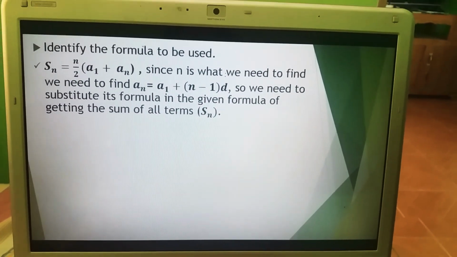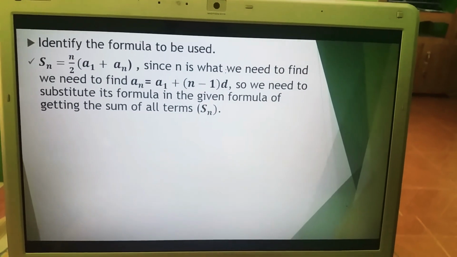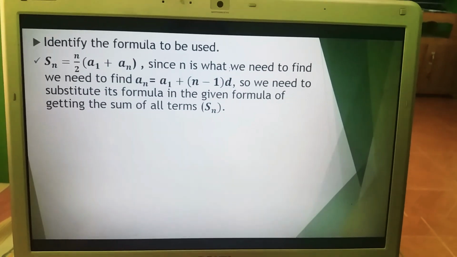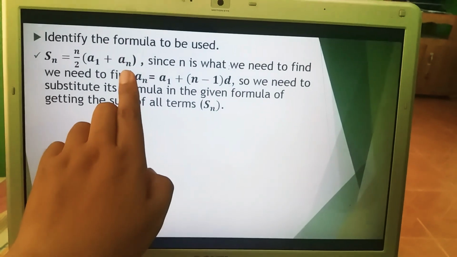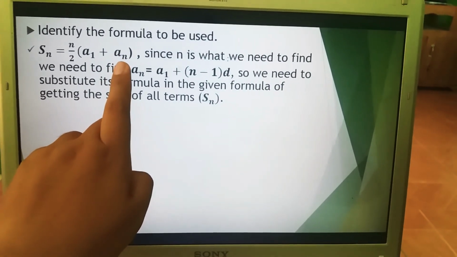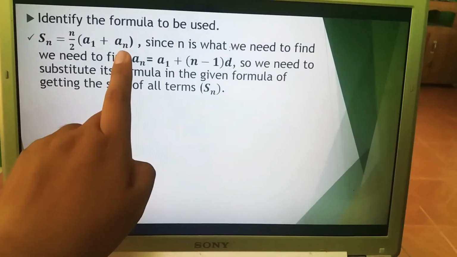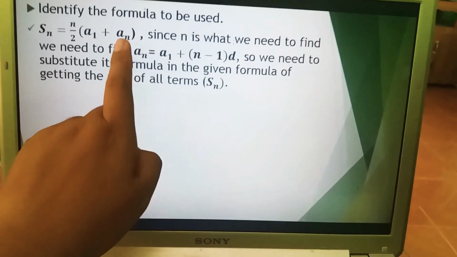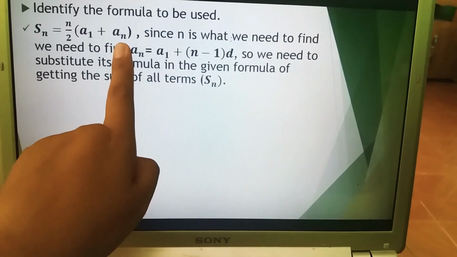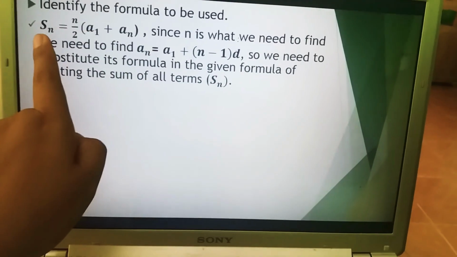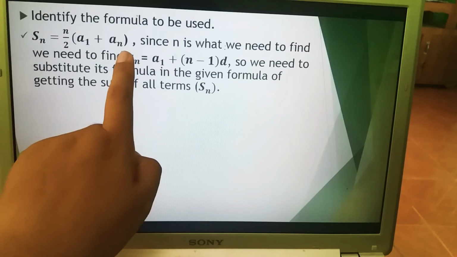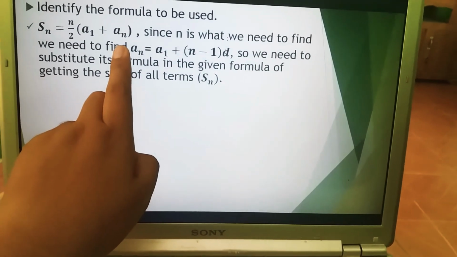So, since hindi given yung n, ibig sabihin, hindi din given yung ating a sub n. Hindi din natin, di ba hindi natin alam kung ilang bag yung nabenta niya. So, hindi natin madidetermine. So, we need to solve this as well. But, we can just substitute, yan. S sub n equals n over 2 multiplied by a sub 1 plus a sub n. Yan yung formula na gagamitin.